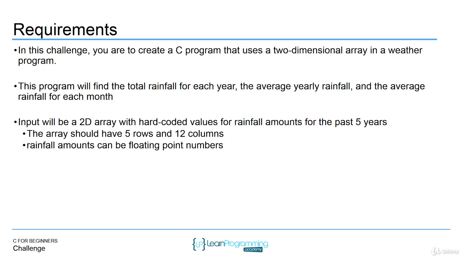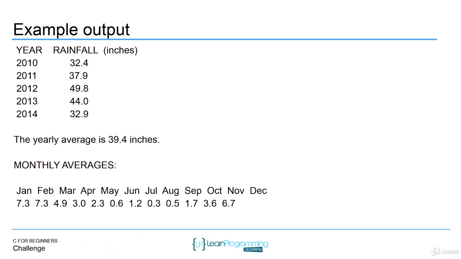And the rainfall amounts should be floating point numbers. Because you often get 7.8 inches of rain for a month, they're going to need to be floating points. So when you create this two-dimensional array, make sure that it's a float. The output for the program is going to look something like this. Here I just kind of formatted it a certain way, but what you should first display as output is everything that's in the 2D array.